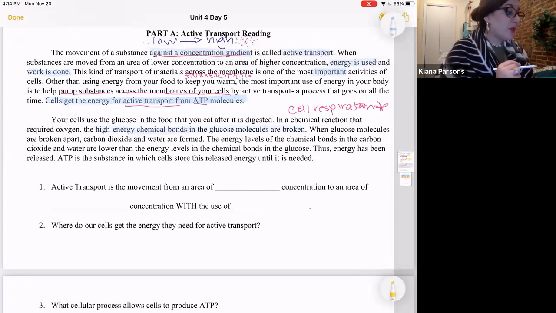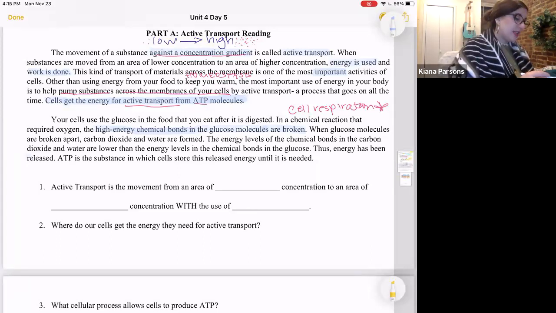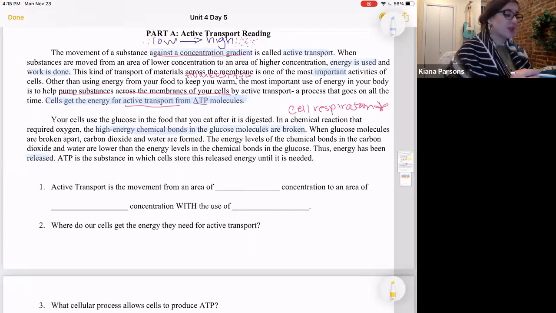When glucose molecules are broken apart, carbon dioxide and water are formed. Again, this is the cellular respiration equation in words. The energy levels of the chemical bonds in the carbon dioxide and water are lower than the energy levels in the chemical bonds in the glucose because some of the energy is lost as heat. Thus, energy has been released. ATP is the substance in which cells store this released energy. So ATP is usable energy.